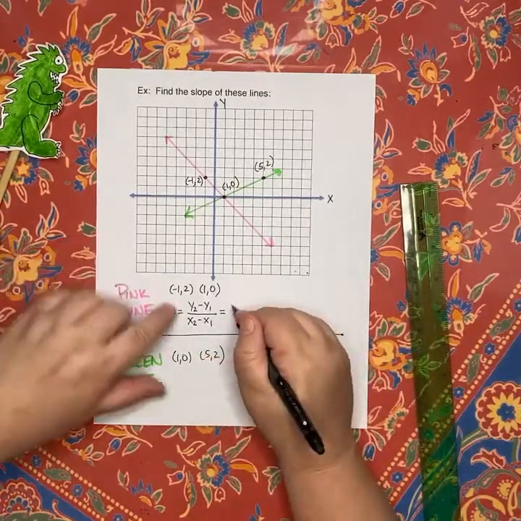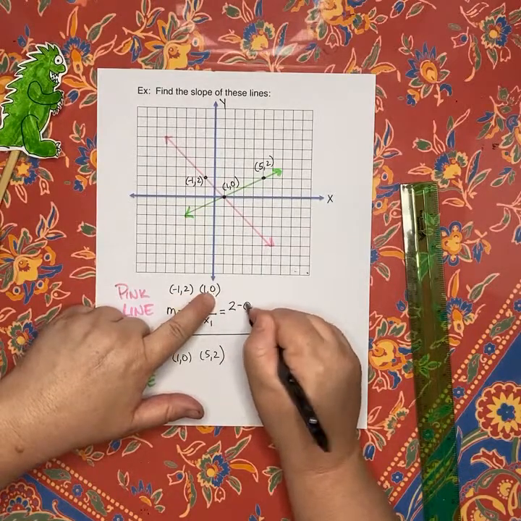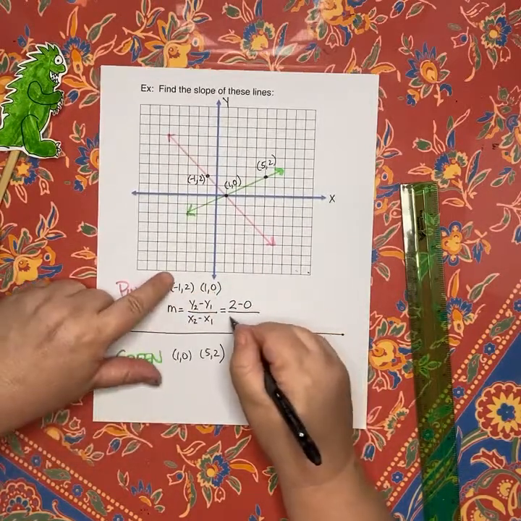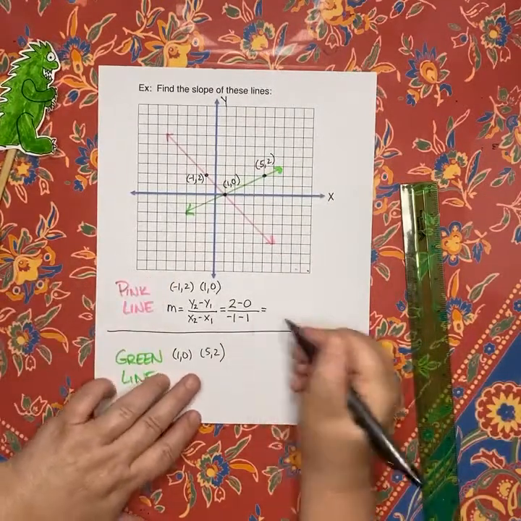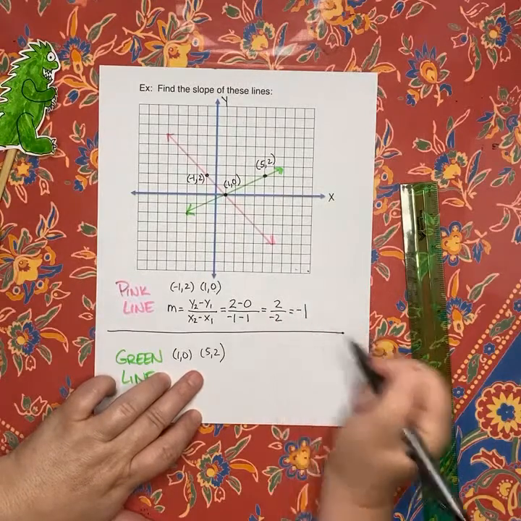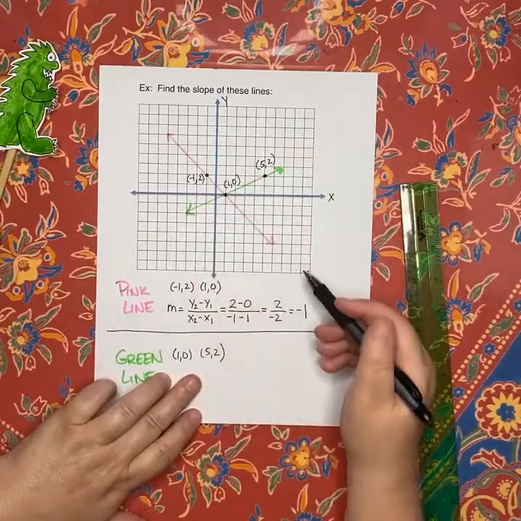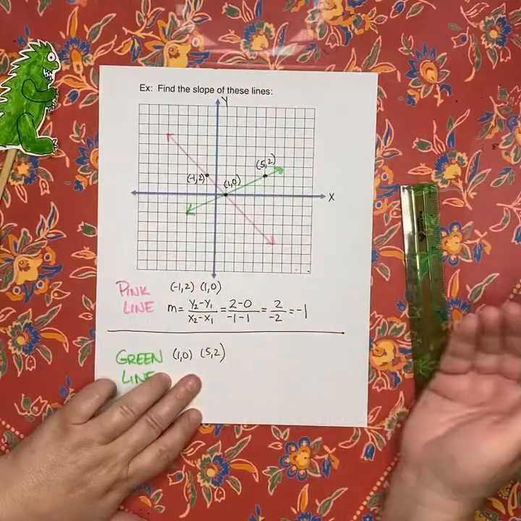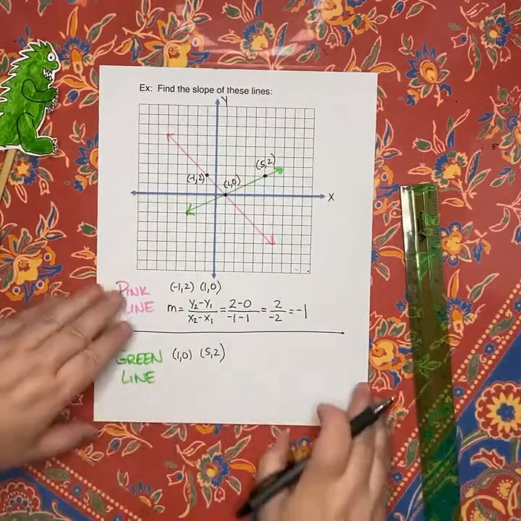So let's see. Let me start with this one. I'm going to do this y minus that y. And then I'm going to do this x minus the other x. And let's see, I got 2 over -2, which is -1. So the pink line has a slope of -1. Okay, that's nice. That's great.